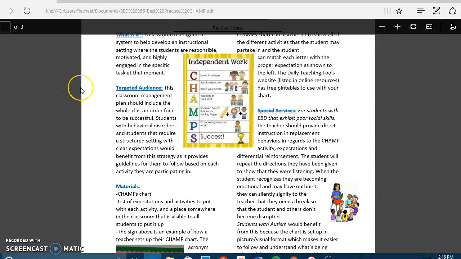Your targeted audience is going to need to be your entire class. You can't just implement it with a few and then do something else with your other students. Students with behavioral disorders and students that do require a structured setting with clear expectations are going to benefit from this, as it does provide those guidelines for them to follow based on each activity, and it's just set out clearly for them to see and to look at and to go by.